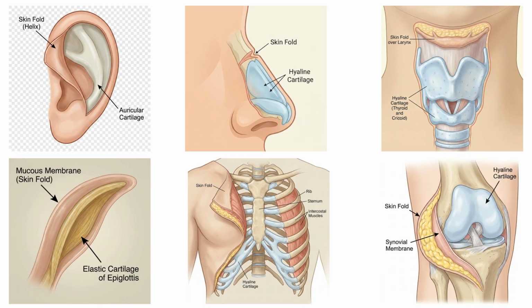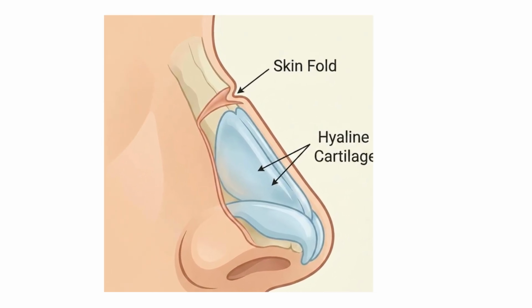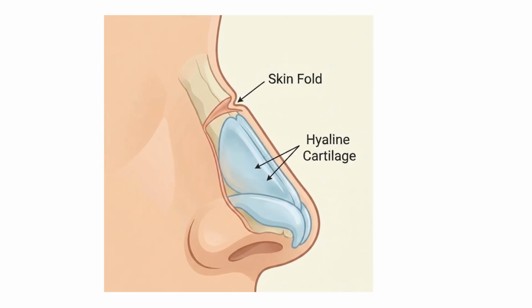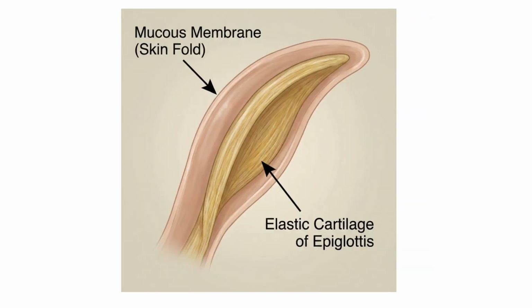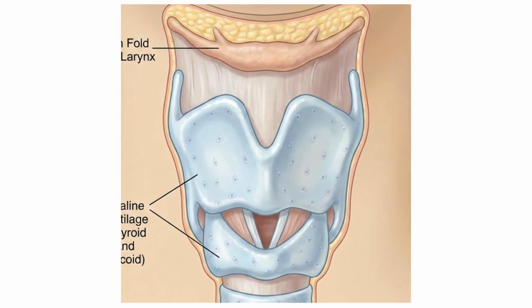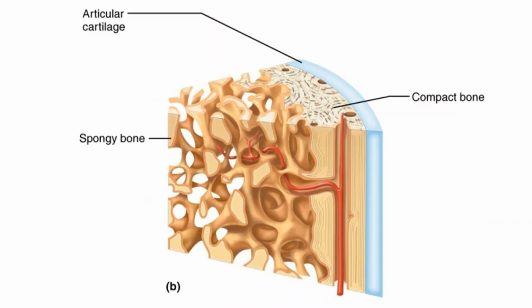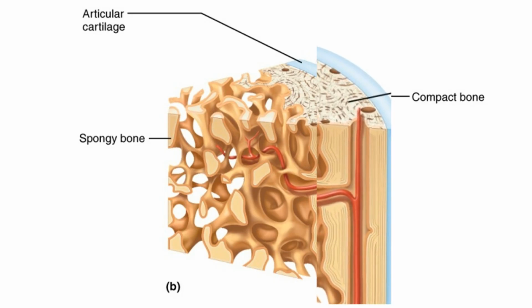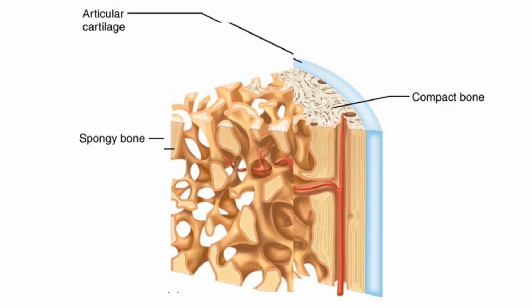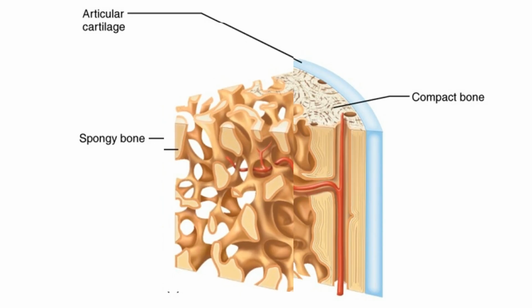Cartilage in adults is only found in isolated areas, such as external ear, elastic cartilage; distal end and lateral region of nose, hyaline cartilage; larynx, hyaline cartilage except epiglottis, which is elastic cartilage; trachea, hyaline cartilage; parts of rib cage, hyaline cartilage; joints. Classification of bones based on type of osseous tissue. Compact bone, smooth and homogeneous. Spongy or cancellous bone, made of trabeculae and has a lot of open space.